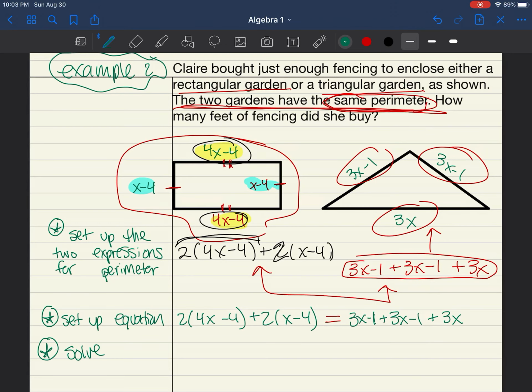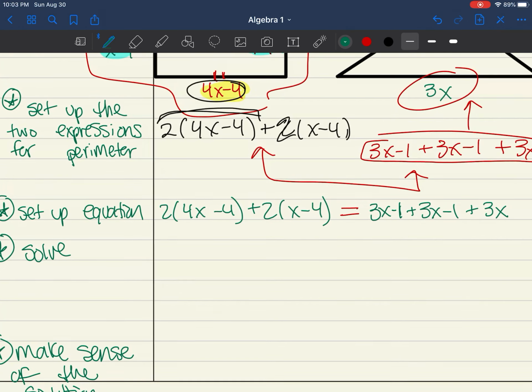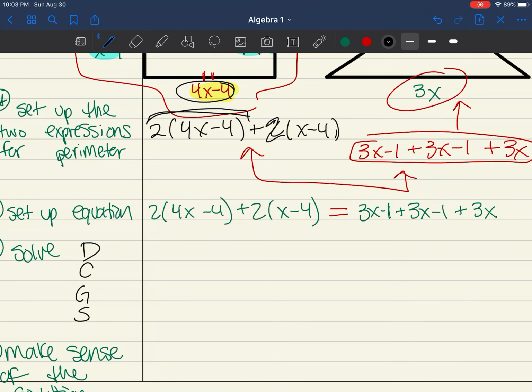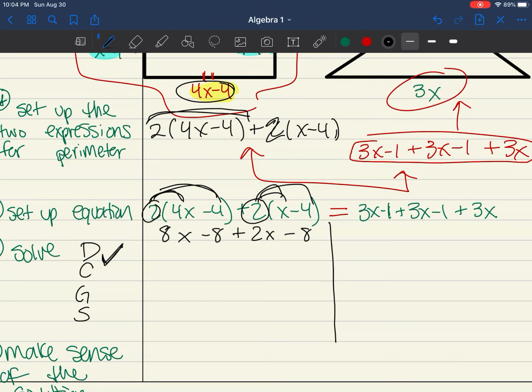All right, and now we're going to solve. So I'm going to bring that equation back up. Distribute. We do have some distributive property to deal with here. So we'll do that, and we're going to get 8x minus 8 plus 2x minus 8. So notice how I just distribute this to the parentheses. And then we will bring this side down. All right, so I'm done with distributing.